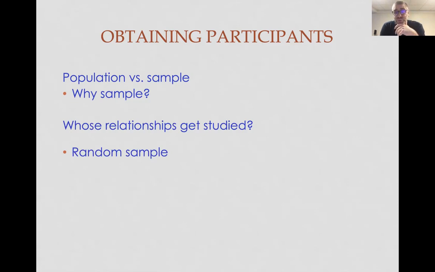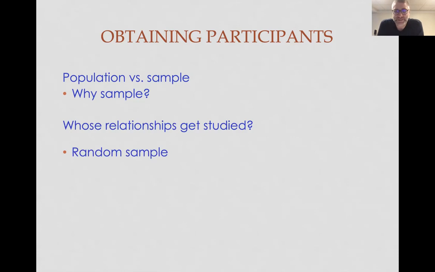A truly random sample is pretty hard to come by. In order to have a truly random sample, we would need a list of everyone who exists in the population, and everyone who exists in the population would have to have an equal chance of being selected to be a part of that sample. So we would have to have a list of everyone in the population, and everyone on that list would need to have an equal chance of being selected to be a part of the sample.